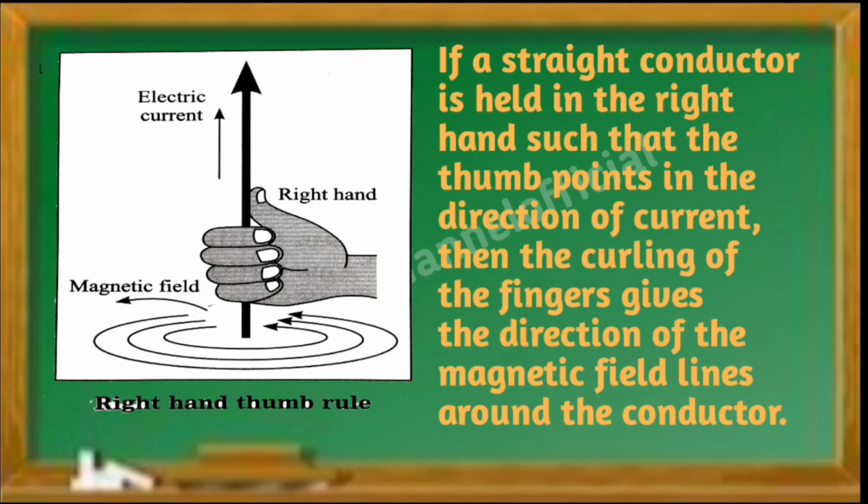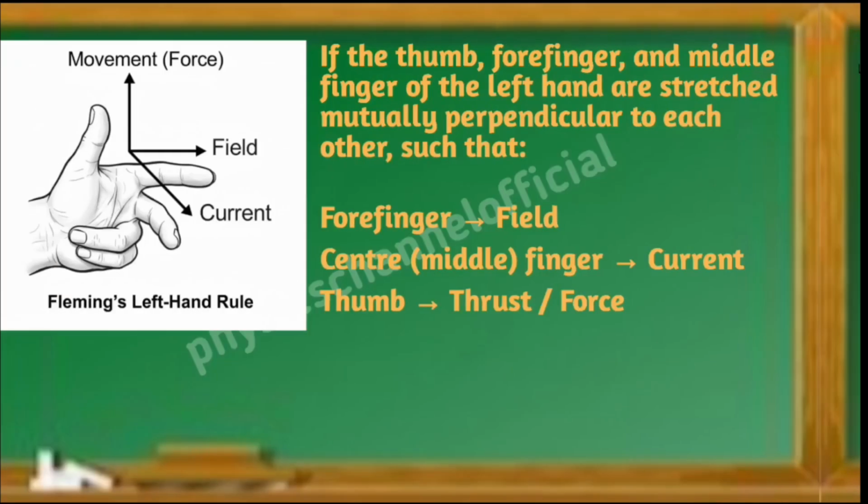Next, right hand thumb rule, the most important topic in this chapter. If a straight conductor is held in the right hand such that the thumb points in the direction of current, then the curling of the fingers gives the direction of the magnetic field lines around the conductor. So this is the direction of the electric current, and curling fingers indicate the direction of magnetic field.